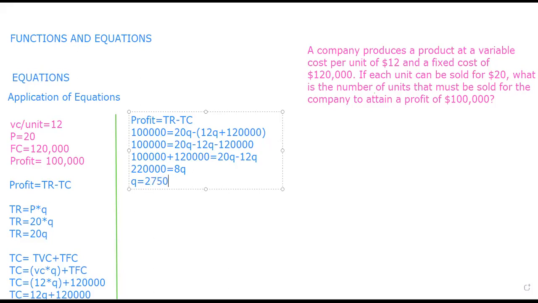27,500 units. So it means that they must sell 27,500 units to make a profit of 100,000 Ghana cedis.